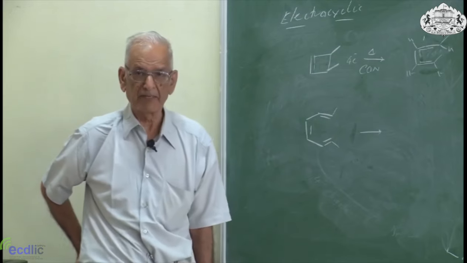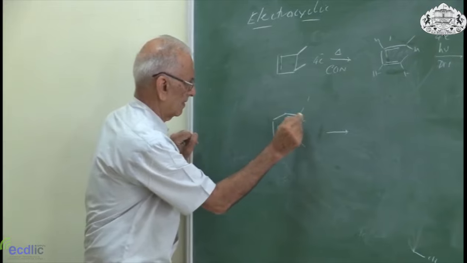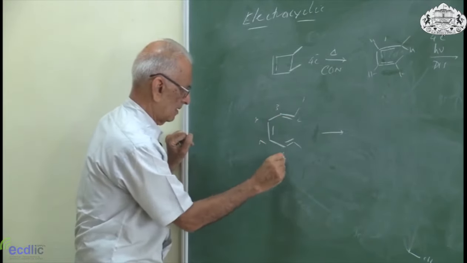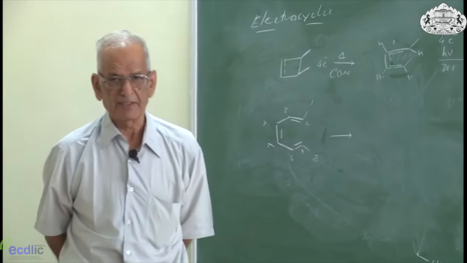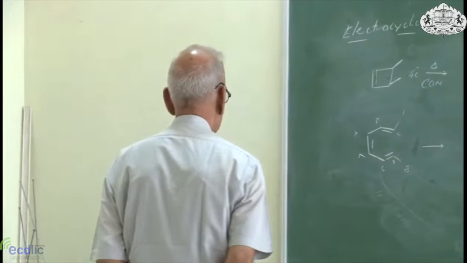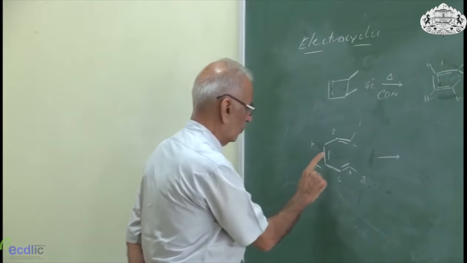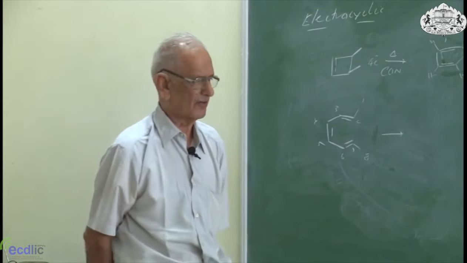Where should I start numbering from? From the methyl group. So it has 8 carbons, octa, tri. Then where are the double bonds? 2, 4, 6. 2, 4, 6, octa, tri.